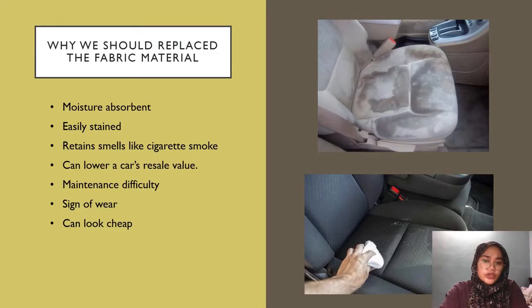Then why should we replace the fabric material? Firstly, fabric material can absorb moisture very fast. For example, if your children spill water on the fabric material car seat, the water will easily be absorbed in the fabric material. Then it can be easily stained.